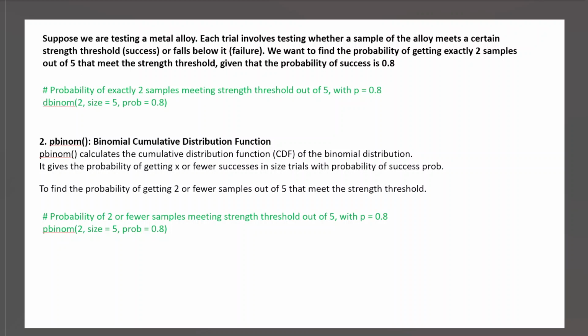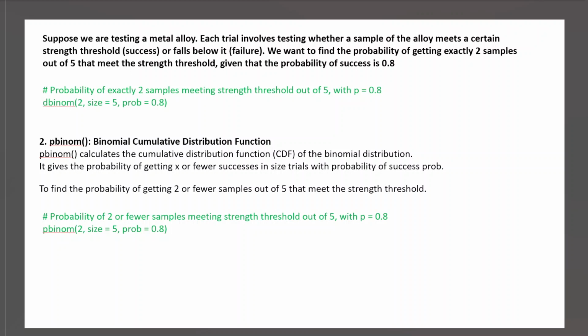To make it a practical example, suppose we are testing a metal alloy. Each trial involves testing whether a sample of the alloy meets a certain strength threshold or falls below it, like whether it is crossing the minimum requirement or not. If it crosses, it is a success, and if it falls below it, it is a failure.